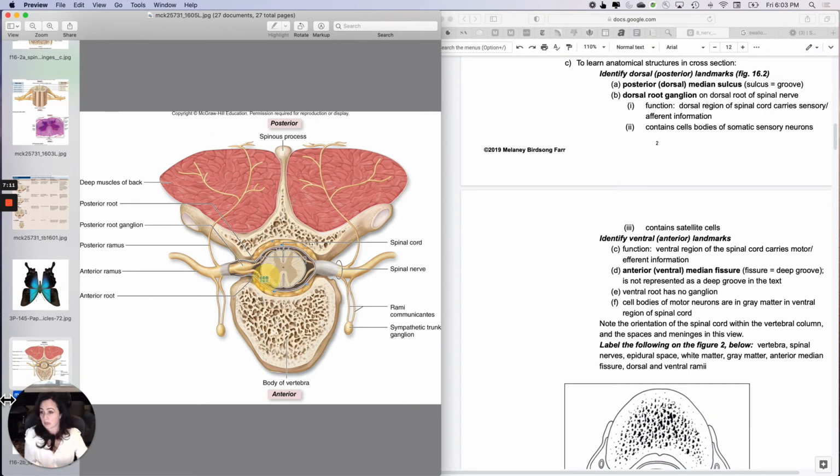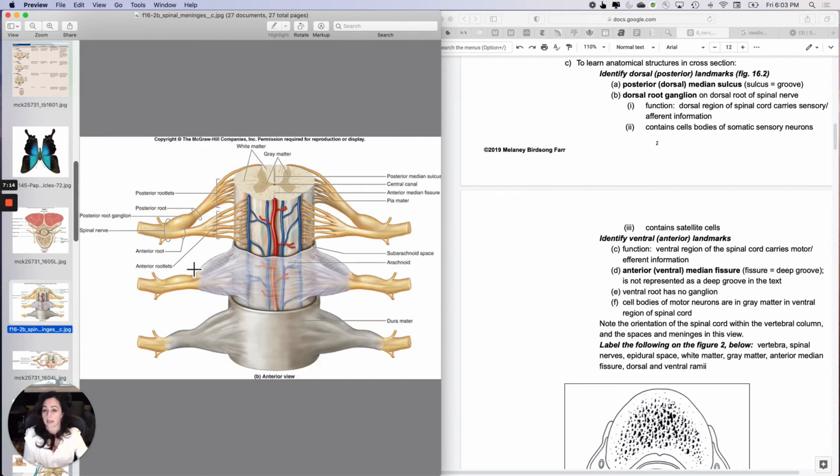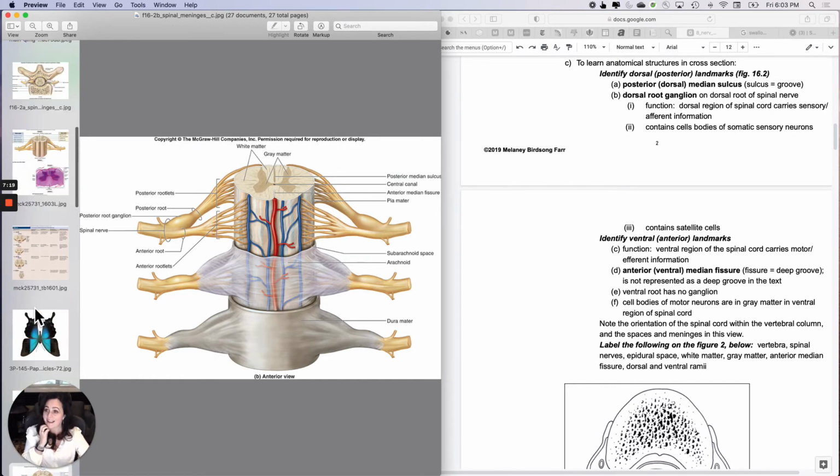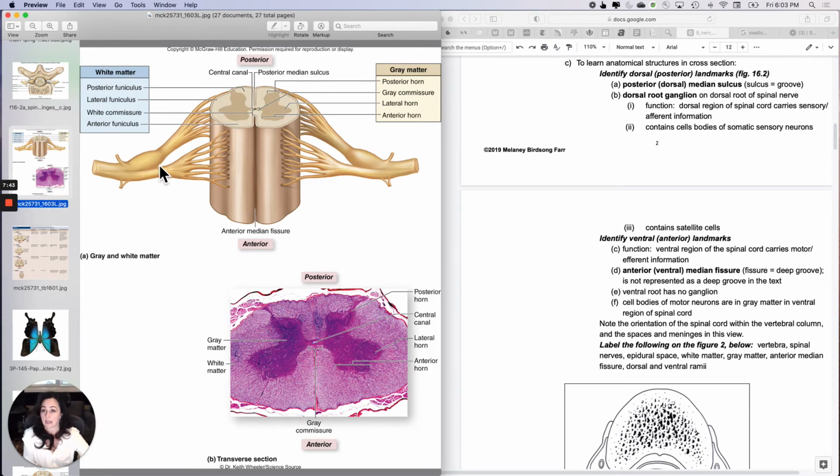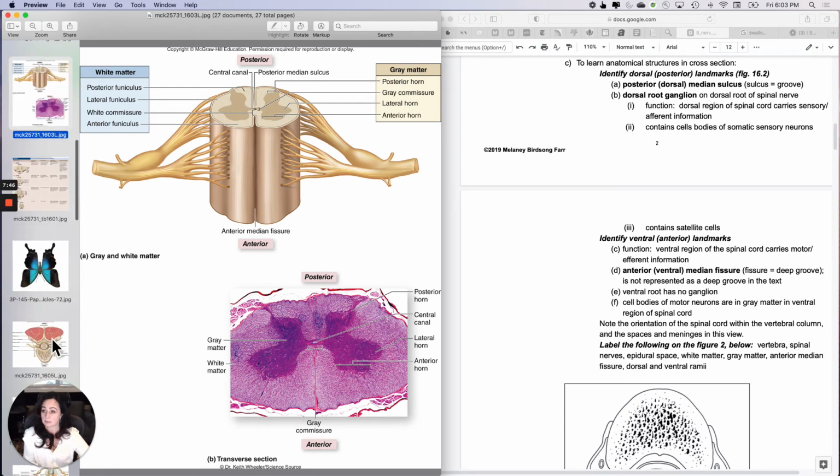You can't see this one. Let's see. Again, one side has a ganglion, the other does not. So which one has a ganglion to help you orient yourself? So no matter where you are, the posterior root has a ganglion. So it's called the posterior or dorsal root ganglion. Notice that the ventral root does not have one. So these two things that are directly attached to the spinal cord are called roots. Posterior root has a ganglion, the little lump on it. Again, posterior root has the ganglion.